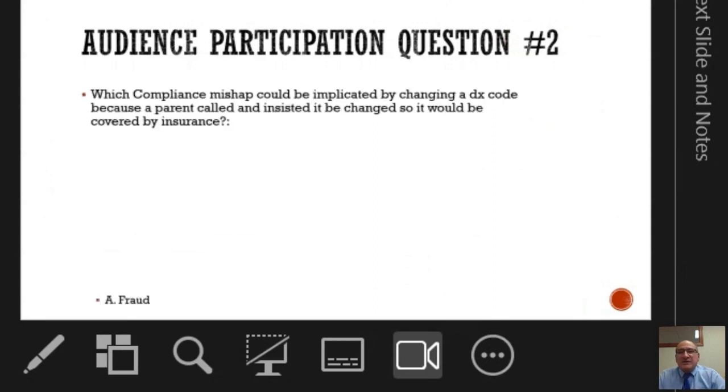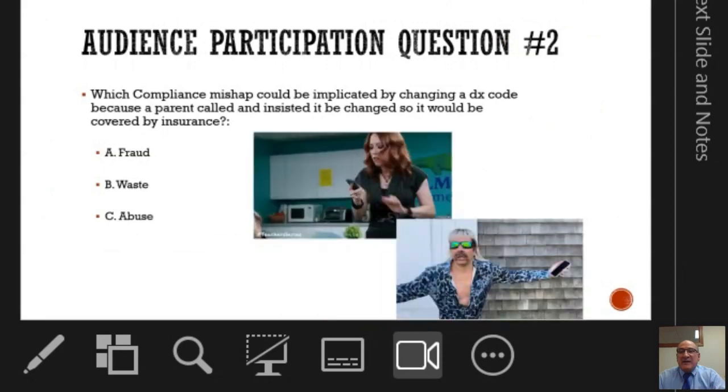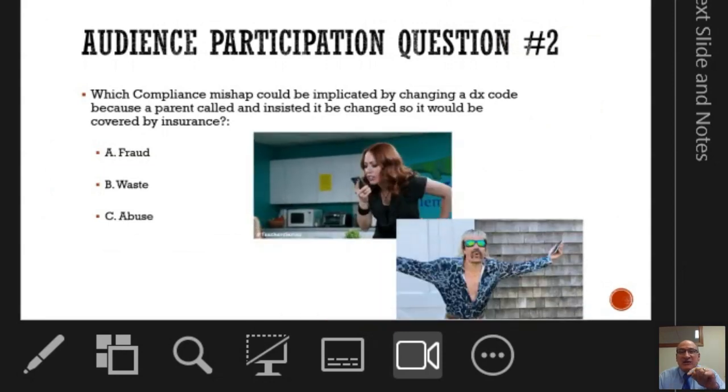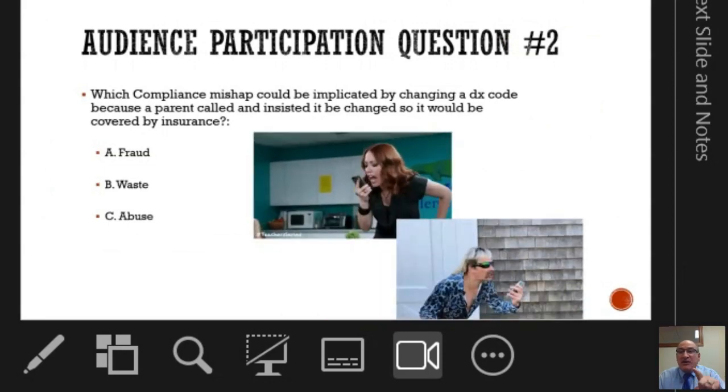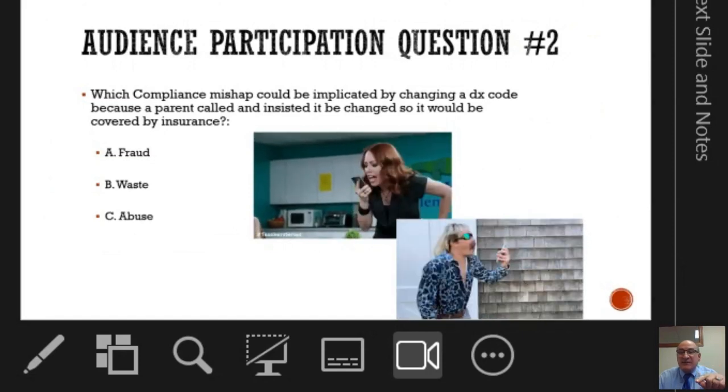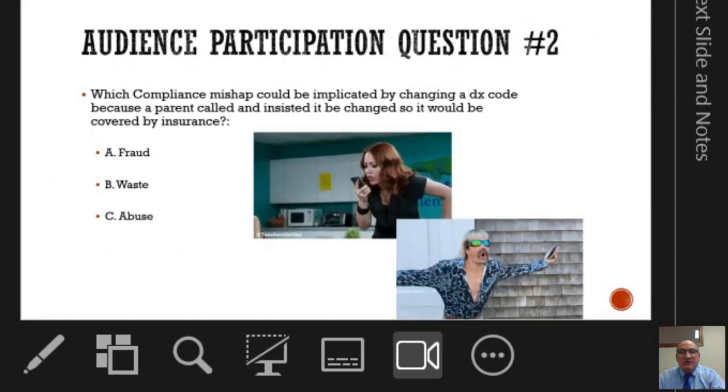Okay, which compliance mishap could be implicated by changing a diagnosis code because a parent called and insisted it be changed so it would be covered by insurance?